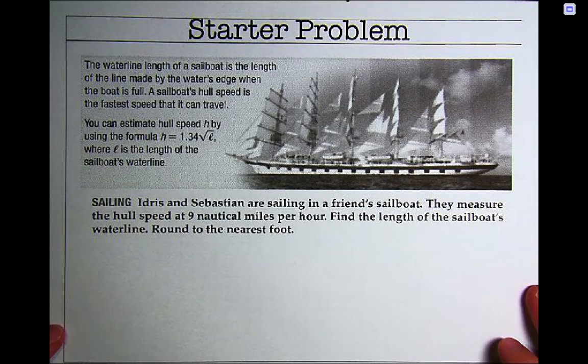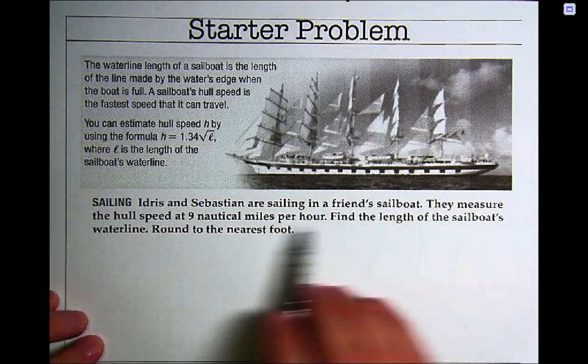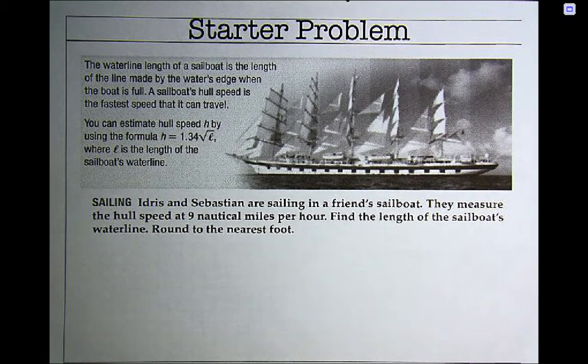I want you to use that formula to solve the following problem. Idris and Sebastian are sailing in a friend's sailboat. They measure the hull speed at 9 nautical miles per hour. Find the length of the sailboat's waterline. Round to the nearest foot. Would you please pause this video, take a few minutes, and see if you can solve this problem.